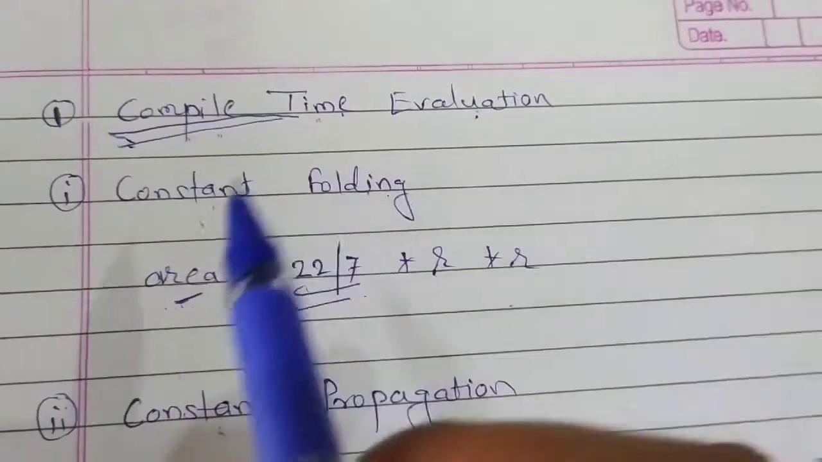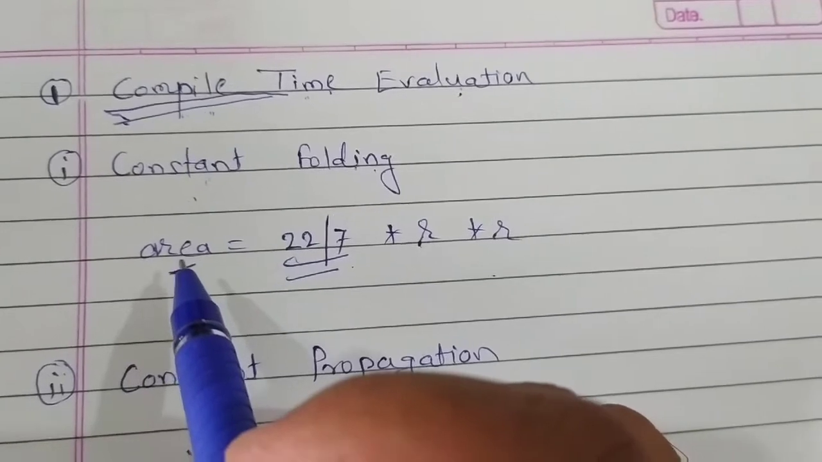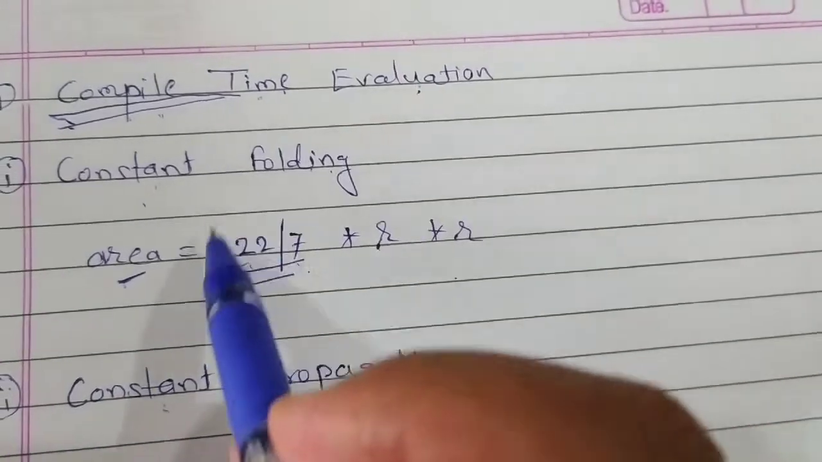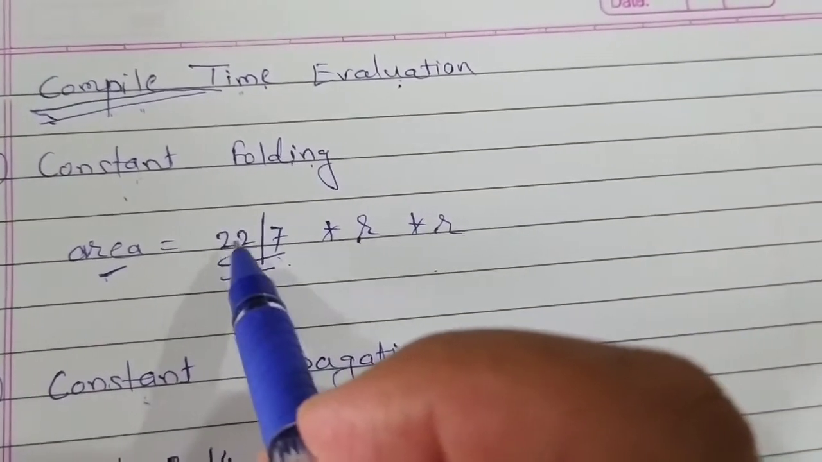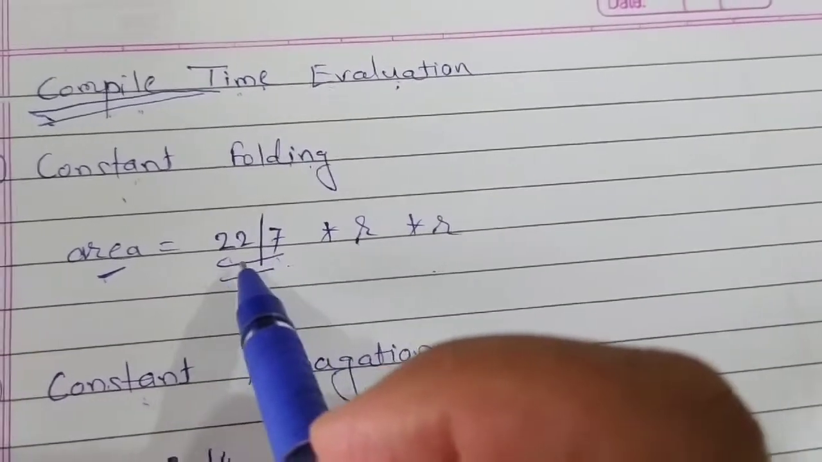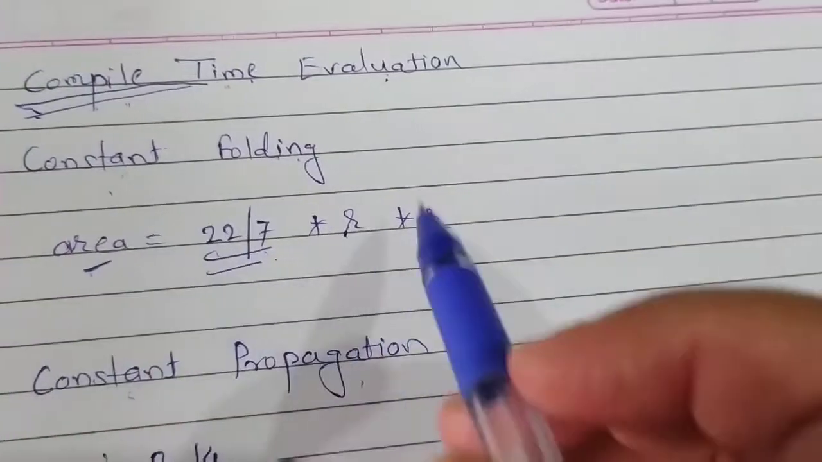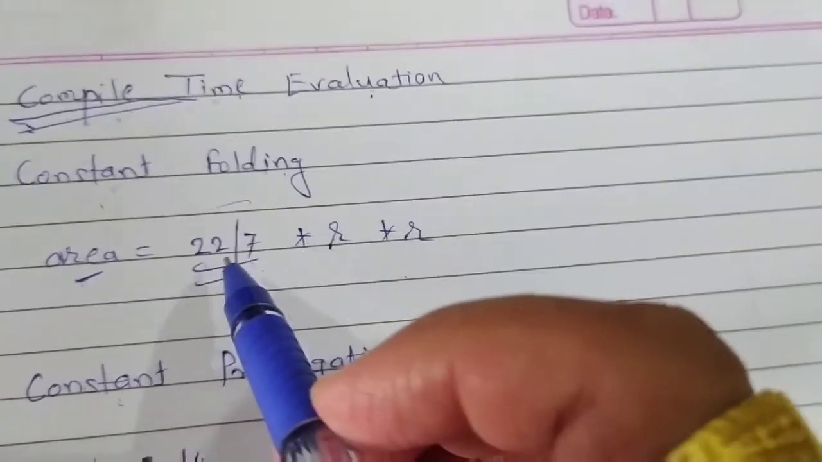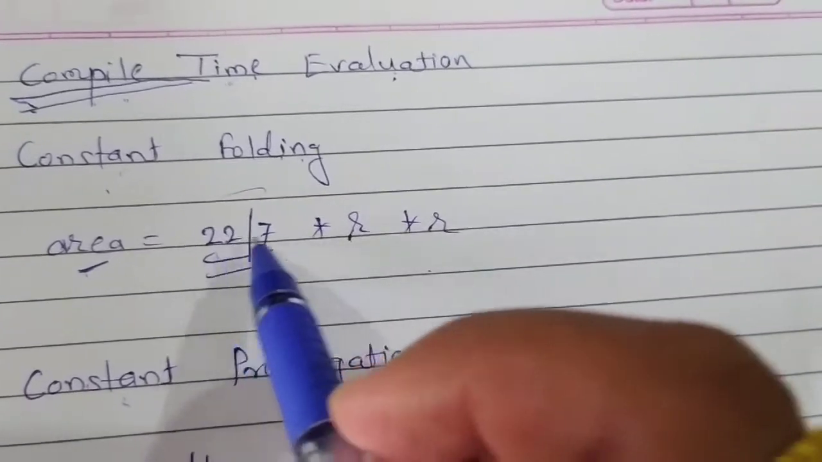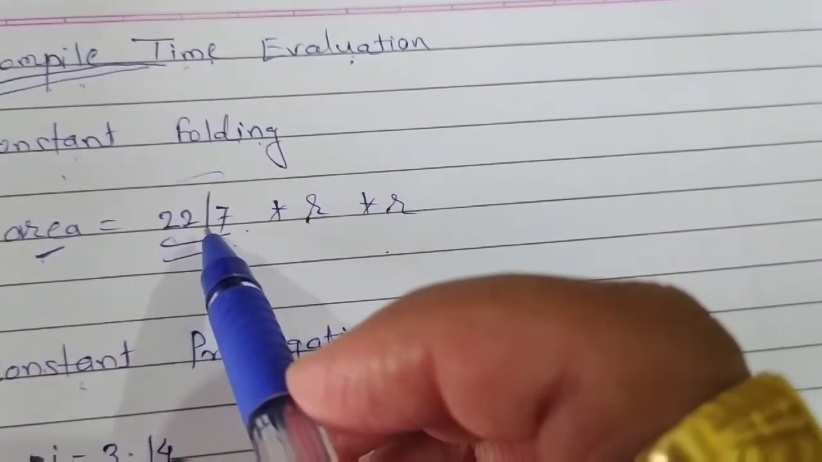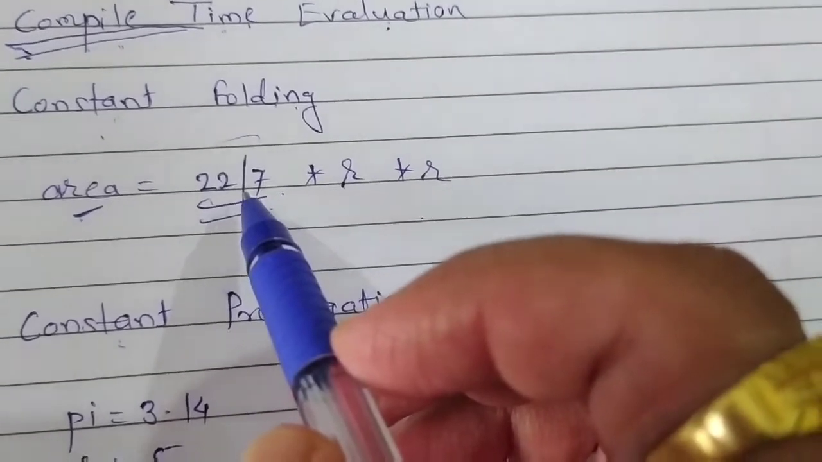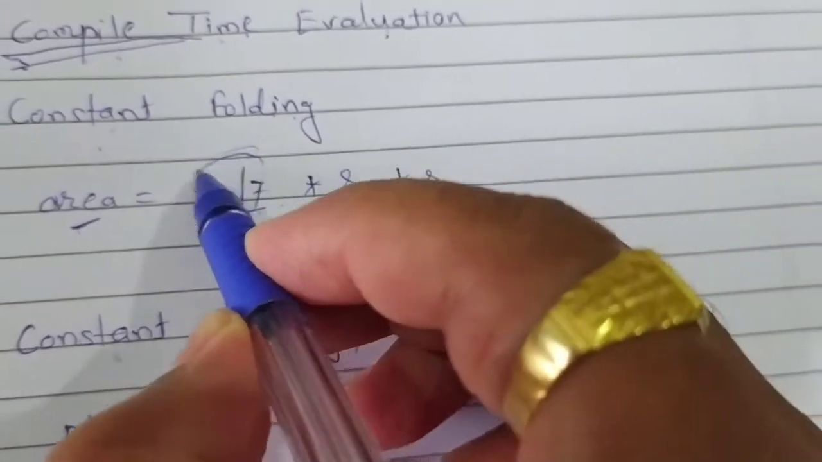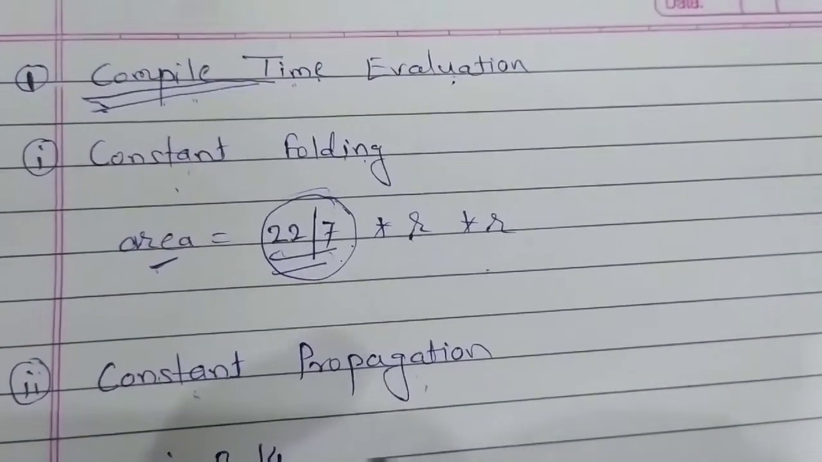Now for constant folding, for example, suppose we are calculating the area of a circle. The formula is pi r square. For pi r square, we are taking 22 divided by 7. Now suppose we are evaluating this expression at runtime. The processor has to compute this value 22 by 7. But we already know this is a constant. 22 is a constant, 7 is a constant, so 22 by 7 will again be a fixed value. So instead of computing this value at runtime, we will compute it at compile time and replace this value. This is called constant folding.